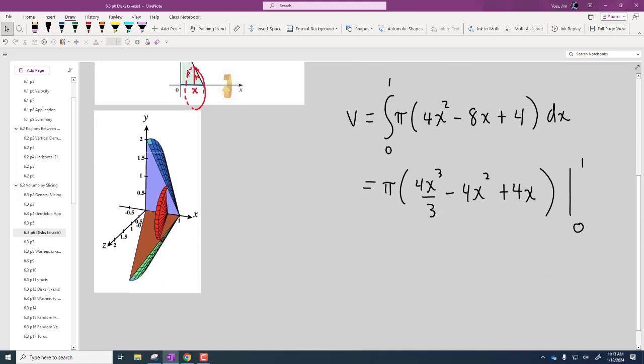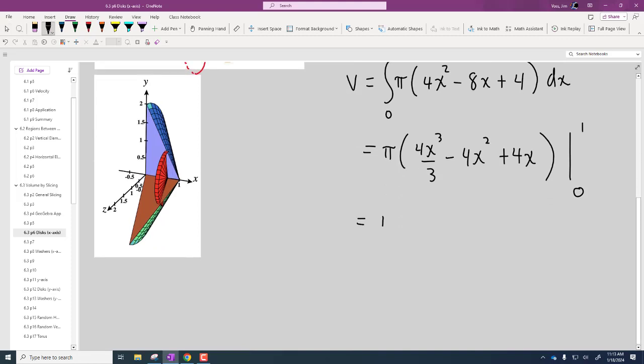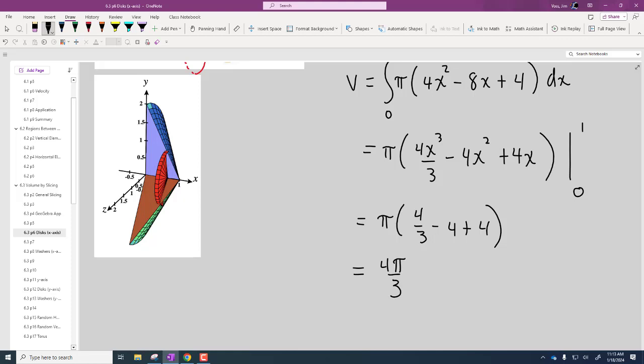And plugging in 1, we will end up with pi multiplied by 4/3 minus 4 plus 4. And that's going to give us 4 pi over 3 cubic units. So that'll be the volume of that cone. Good?